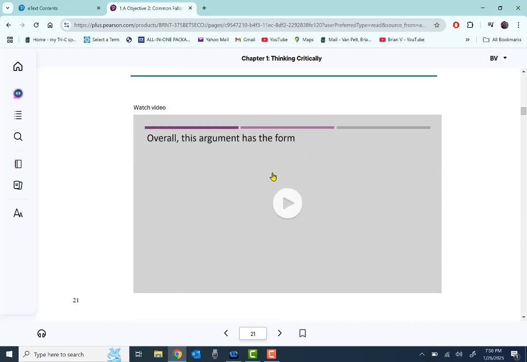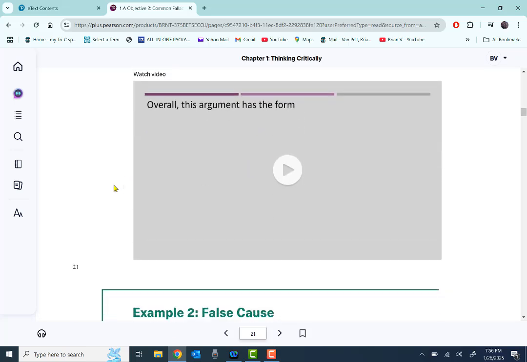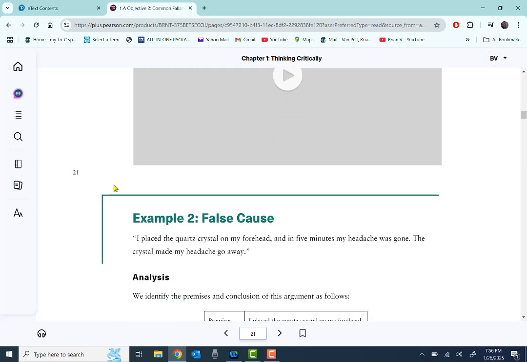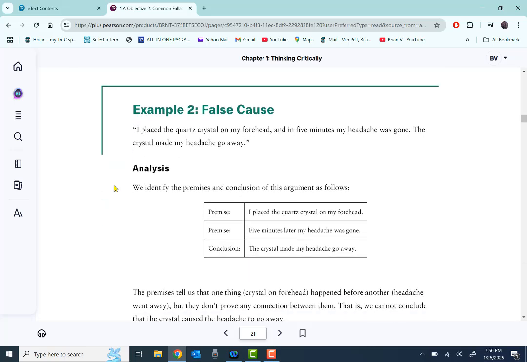Okay. By the way, this book has videos to illustrate these things as well. I'm not giving a full-fledged explanation like the textbook is. I highly recommend reading this before you try the homework.